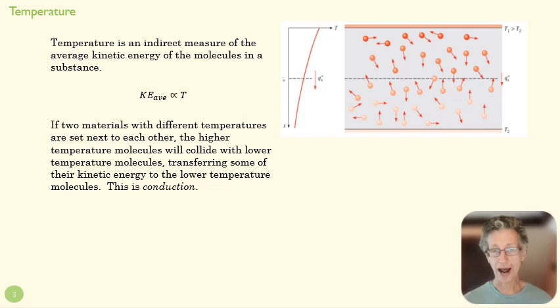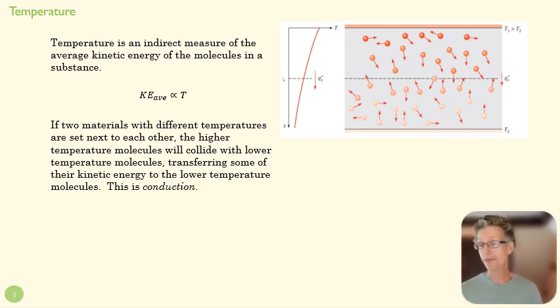Now, what happens when you put two materials next to each other? This could be a representation of a gas, probably a gas because these molecules are moving around, but the same idea is happening in solids. If you have a higher temperature, that is higher kinetic energy, molecule, and it bangs into a lower kinetic energy molecule, then statistically, on average, the energy is going to be transferred from that high energy molecule to the low energy molecule.